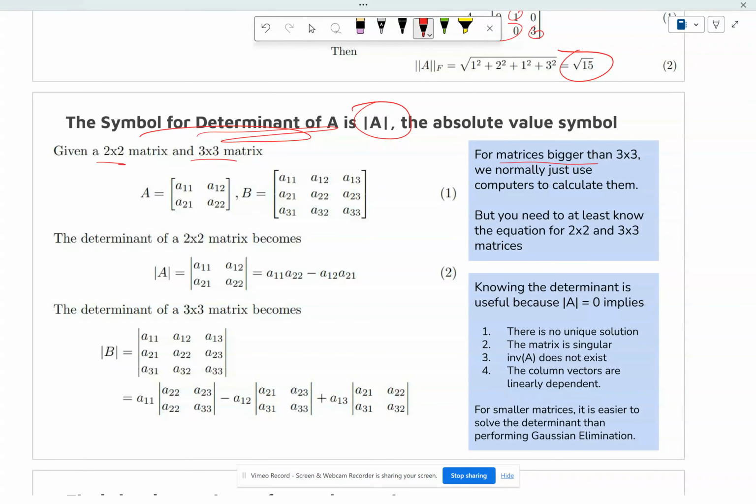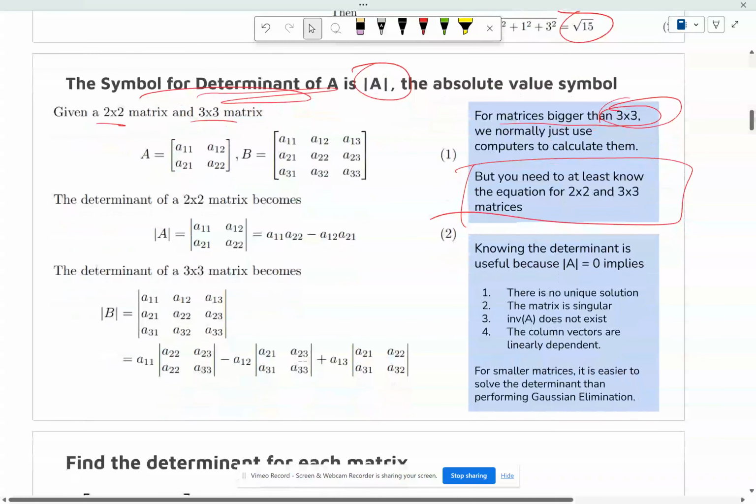Now, matrices bigger than 3 by 3 just get more and more complicated. So we rarely calculate things bigger than 3 by 3 by hand. It's important that you know how to do this with NumPy, but you should at least know 2 by 2 and 3 by 3.